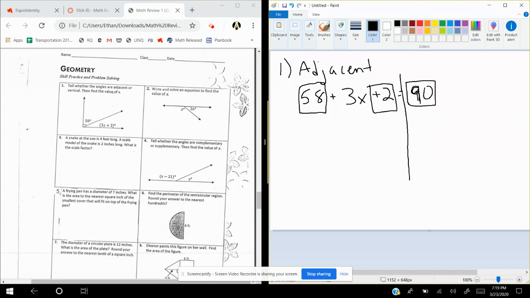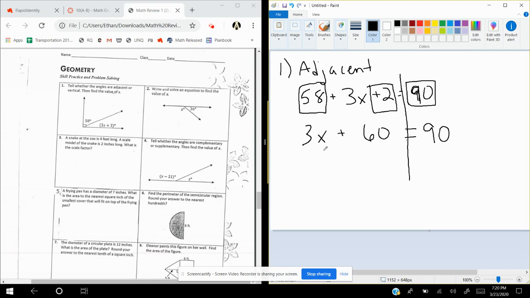Okay. So we also have 3x, just by itself, so I'm just going to rewrite this down here as 3x. And it's going to be plus because 58 and 2 are both positive. You add 2 positive numbers together, you get a positive sum. 58 plus 2 is going to be 60, and that is going to be equal to 90 degrees. Now we have a 2-step equation. So you got to get 3x by itself.